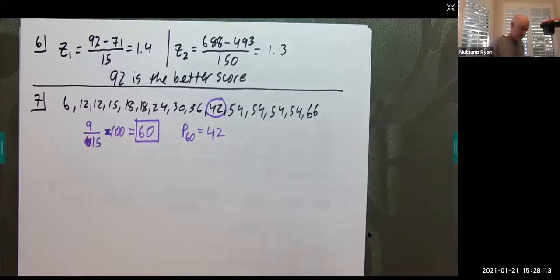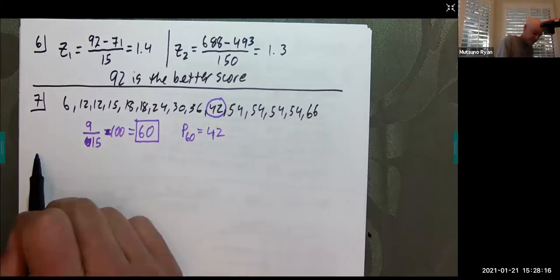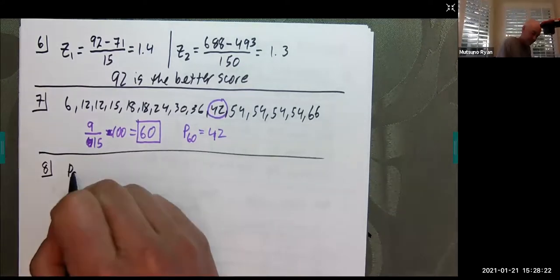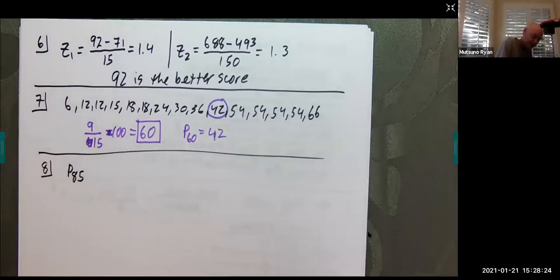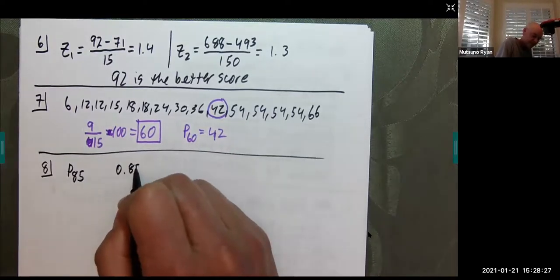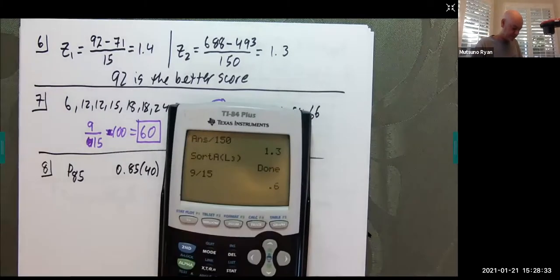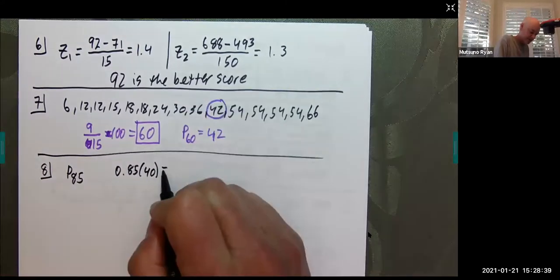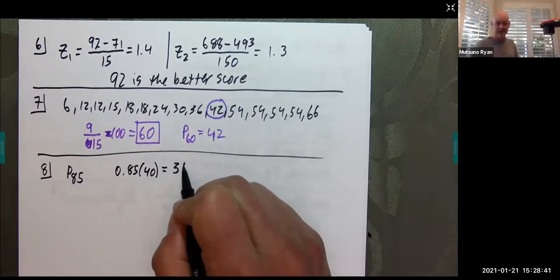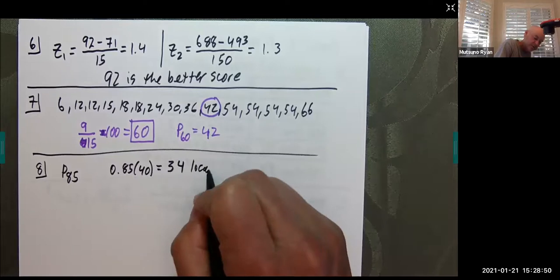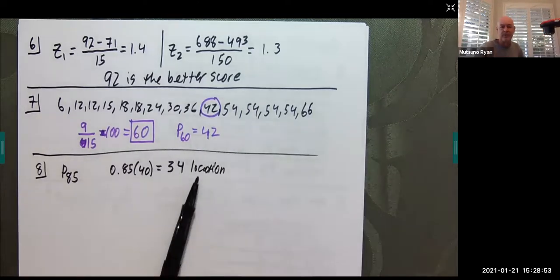So for this one, I want P sub 85, which means I need 85% of 40. So 0.85 times 40. 34. Now, if you remember in the lecture, when it came out to be an exact number like that, that was a problem. So this is the 34th location. Again, because it's a whole number, we're going to have to do a little wizardry here.